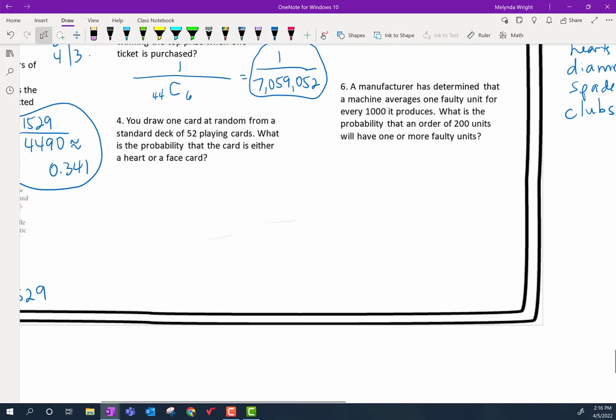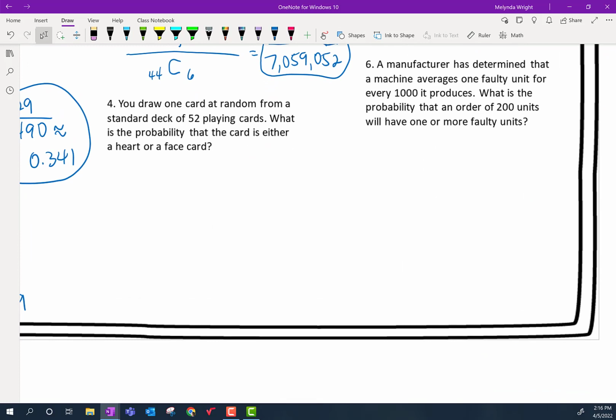Okay, so here, let's take a look at this. So we draw 1 card at random. What's the probability that the card is either a heart or a face card? Or, that's that formula up above. That was kind of weird, right? We need the probability of a heart. We need the probability of a face card. We also need the probability of a heart and a face card.